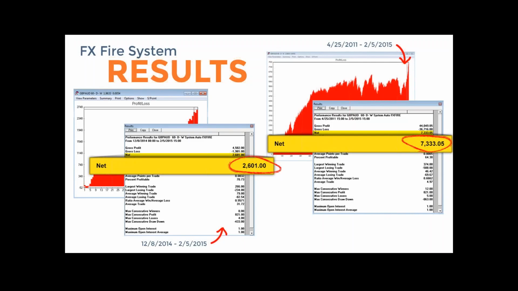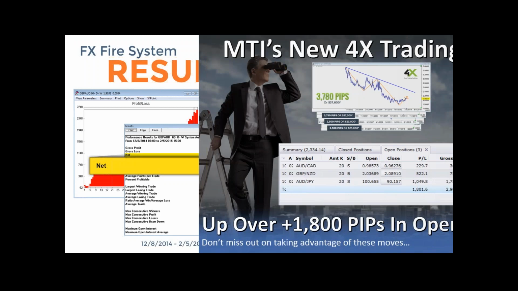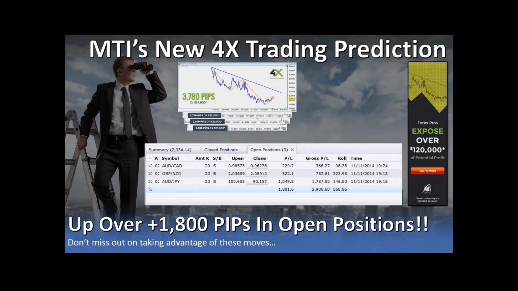So we already discussed this. We discussed Forex trading prediction, and I was going to cover that, folks, but unfortunately, I only have about 8 minutes left, and I really don't want to rush through everything in 30 seconds. So what I want you to understand is that right now with our Forex trading prediction, we're up over 1,800 pips in open positions. That's 18,000 US dollars at a standard lot position.